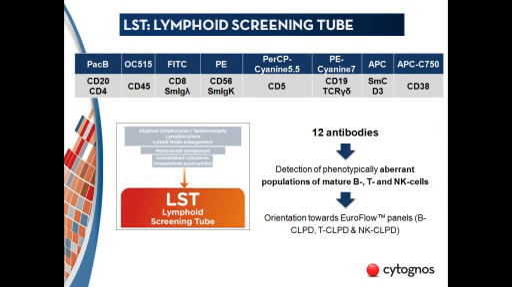First of all, the LST, the lymphoid screening tube. This is designed for the study of B, T, and NK mature populations. Even if it's 8 colors, we are putting 12 antibodies in the same combination. Why? Because we are combining in the same fluorochrome different antibodies that are exclusive, for different lineages, different populations. You can see, for example, in the Pacific Blue, we are combining CD20, which is for B cells, and CD4, which is for T cells.